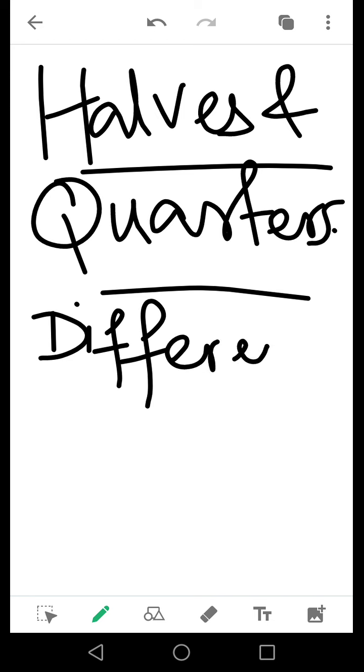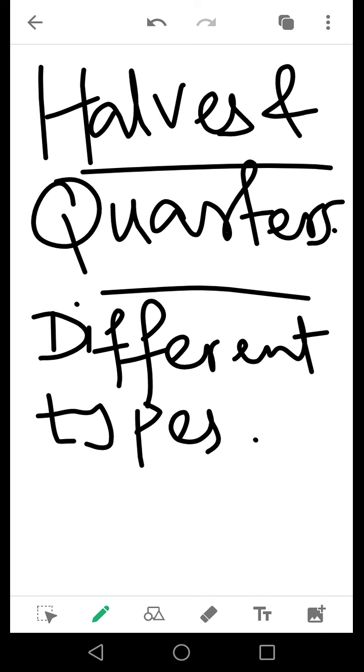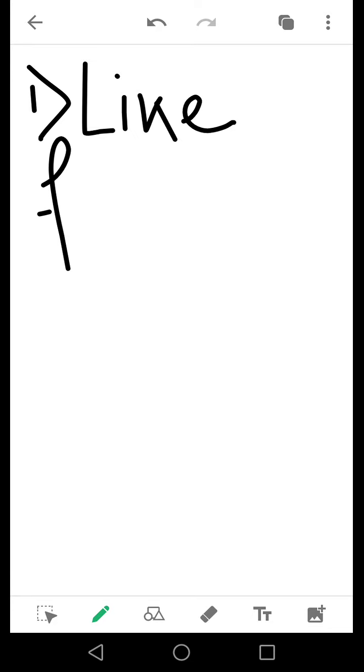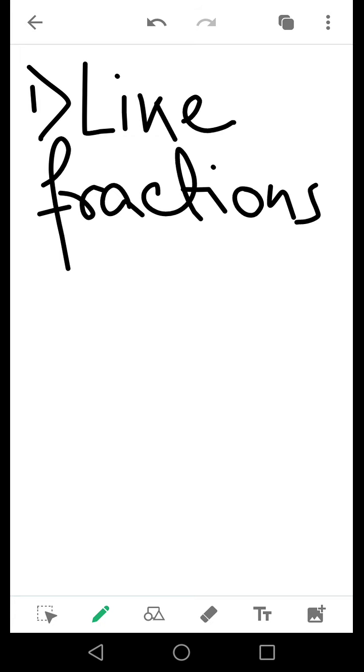Now here I write different types of fraction. Now this classification is particularly different from the one that we learned last day. Now here first term is like fractions. Now what are like fractions?